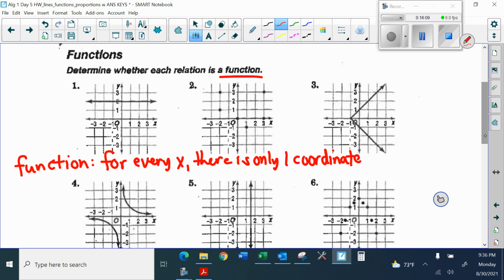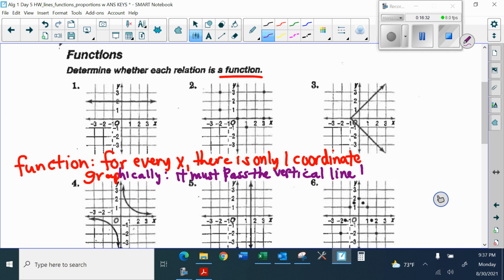And graphically, it must pass the vertical line test. Okay. So what's the vertical line test?